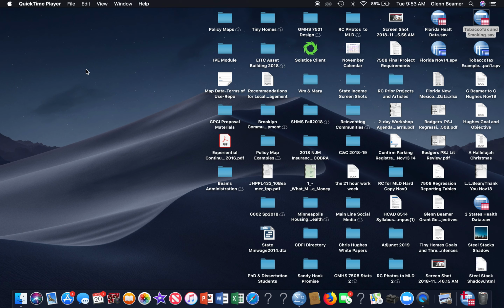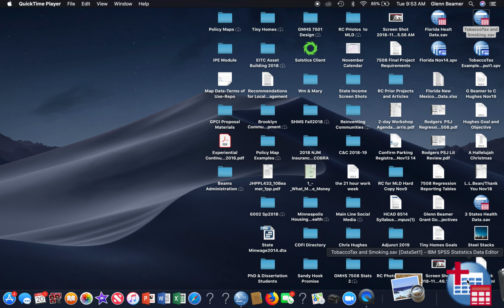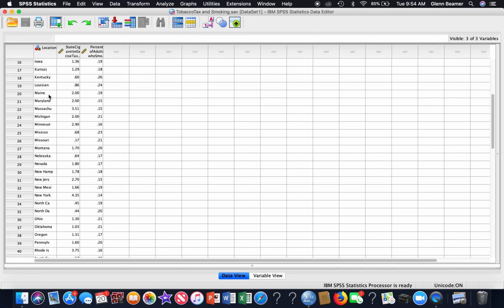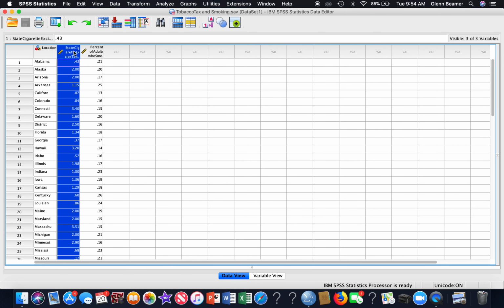The example for doing your descriptives, your correlation, scatterplot, and finally the bivariate regression. So that I don't use the same data as for your homework, I'm going to use the issue of tobacco taxes and smoking rates across the United States. I have an SPSS data set that is very simple. It's 51 observations. And here's the state cigarette tax.